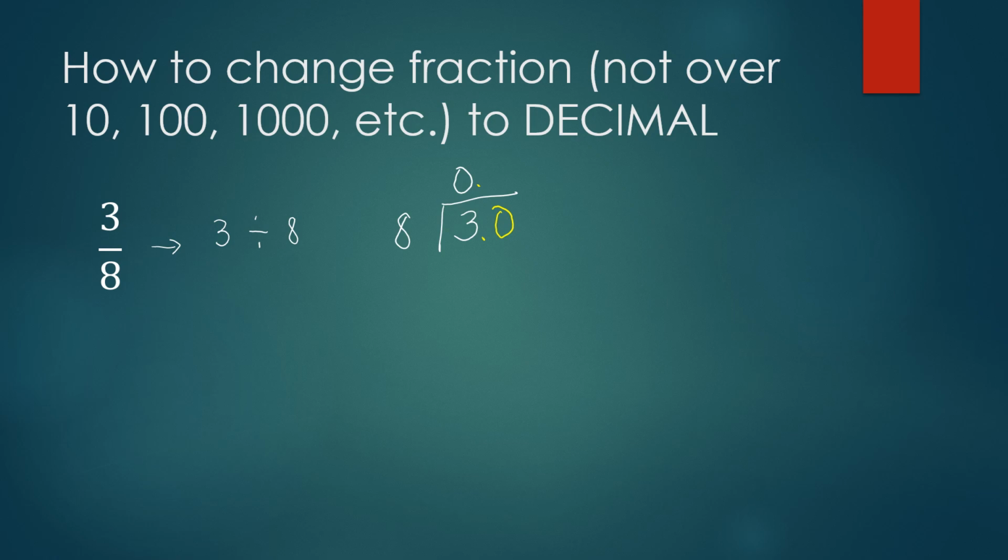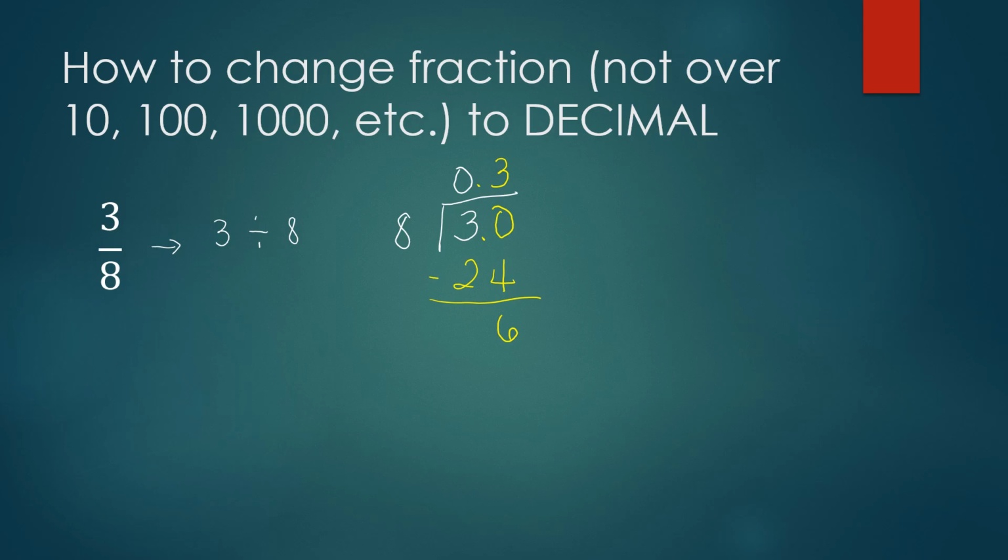So again, when we are dividing, pretend that this decimal point here does not exist. So 30 divided by 8. How many 8 can we take from 30? 3 or 4? 3. 3 times 8 is 24. Then we subtract, it's 6.